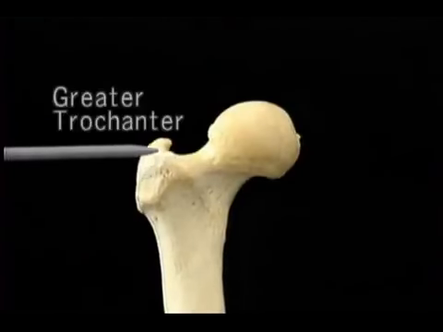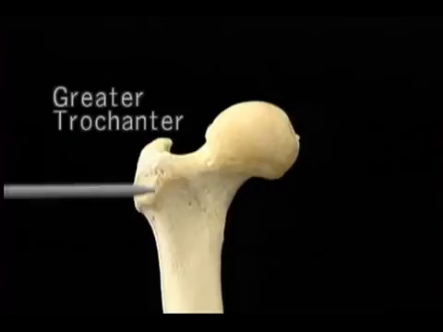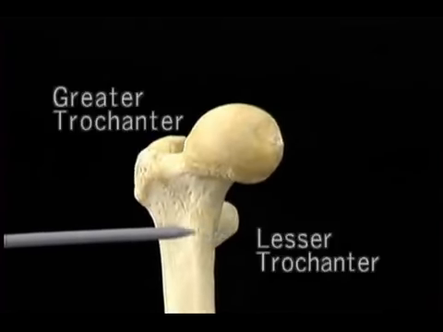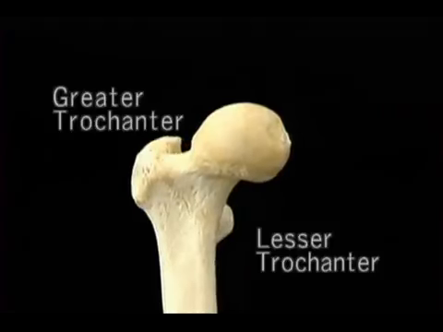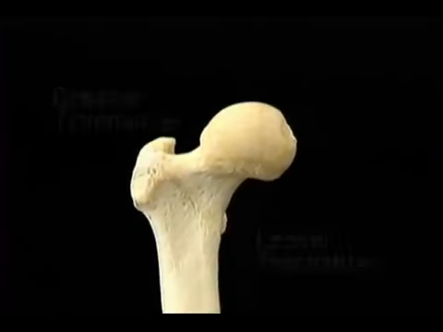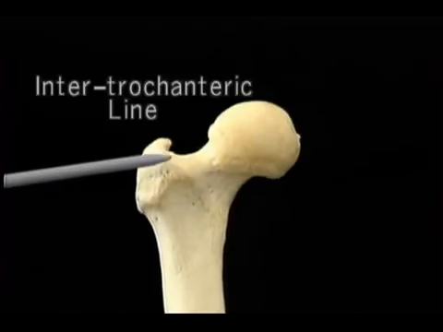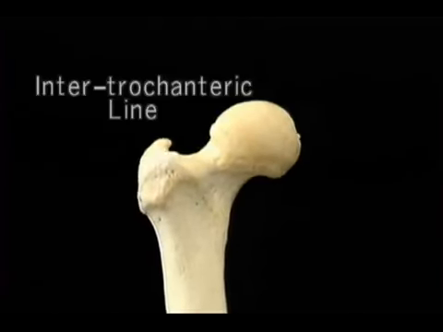This prominent lump is the greater trochanter, and this one is the lesser trochanter. The greater and lesser trochanters are important muscle insertions. This line, the intertrochanteric line, marks the insertion of a major ligament of the hip joint, which we'll see in a minute.